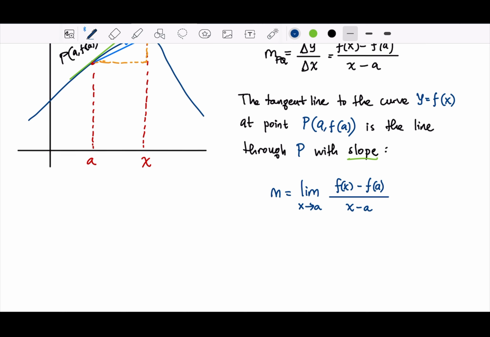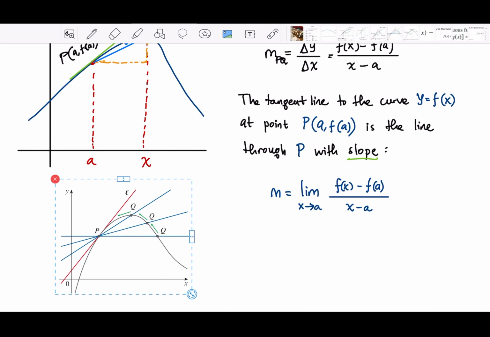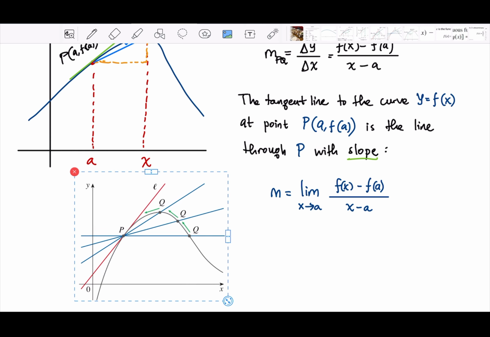If you would like to see the visuals, I think you can also check this. This is, I think, clearer for the picture. So the point Q is getting closer. You see the secant line getting closer, and after it goes to this P, it's getting closer to this tangent line. So we can say the tangent line is the limit of the secant line actually.